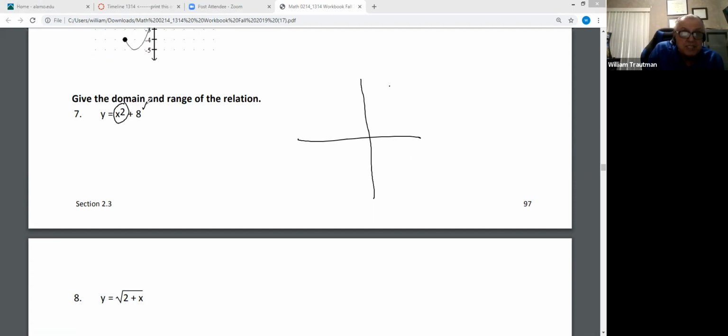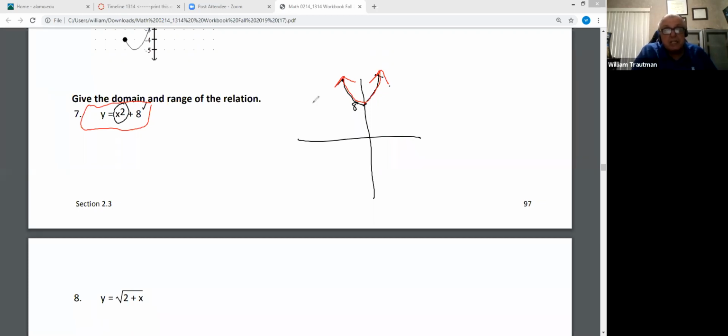And plus 8 means the graph actually starts at 8. So this is what the graph looks like. It's a U-shaped graph that goes up. I should have done it in a different color so we can see. There, this is what this graph looks like. Y equals x squared plus 8. And number 7, they're asking the domain and range of this.